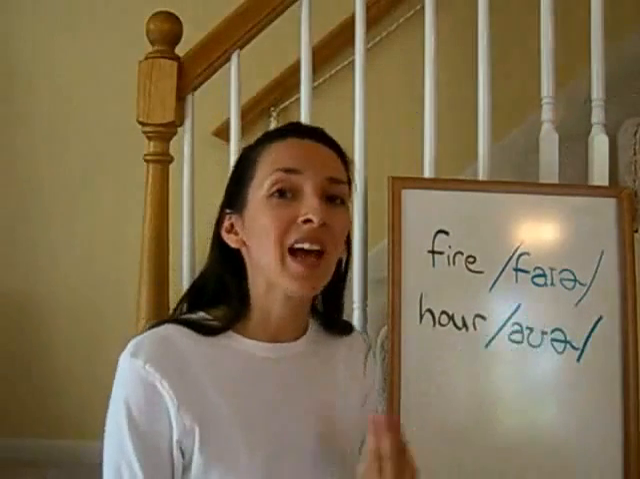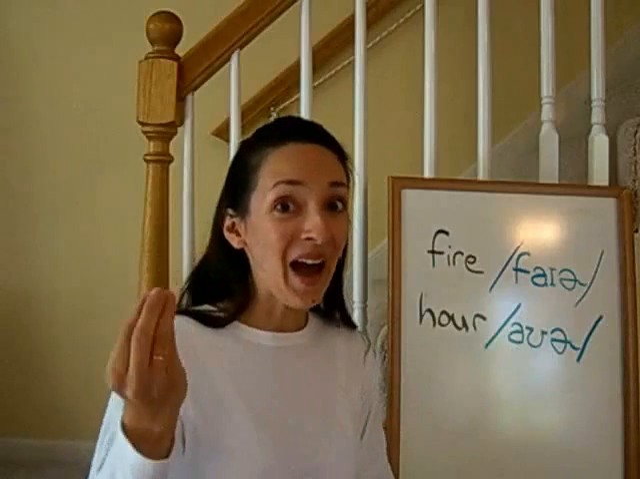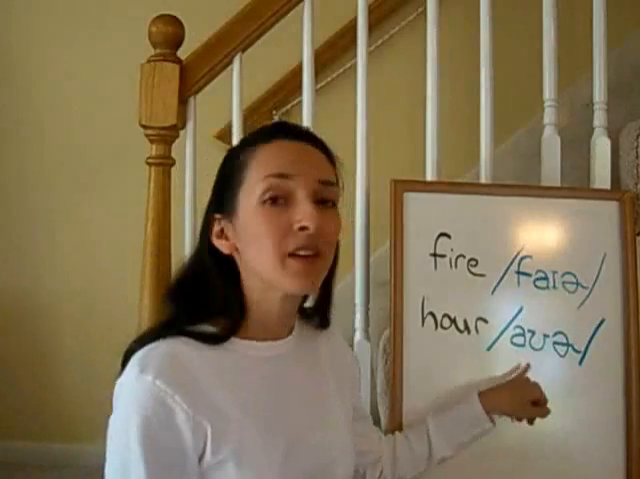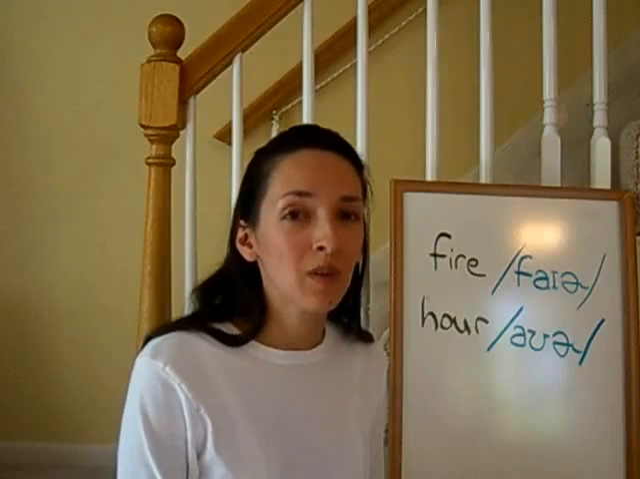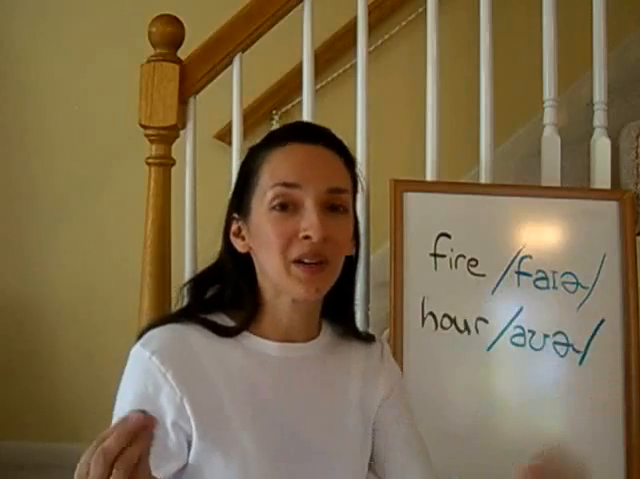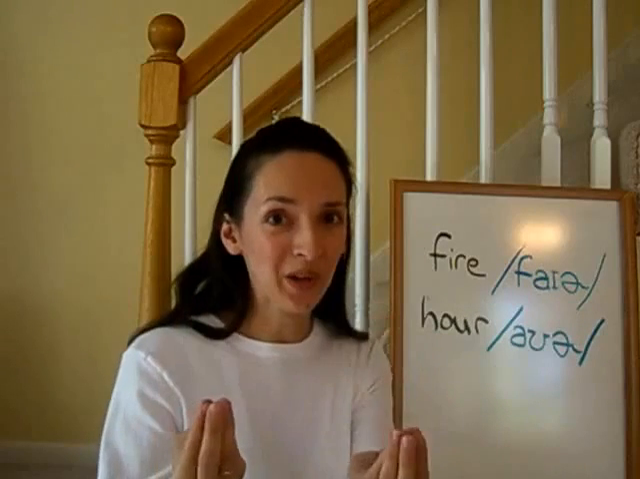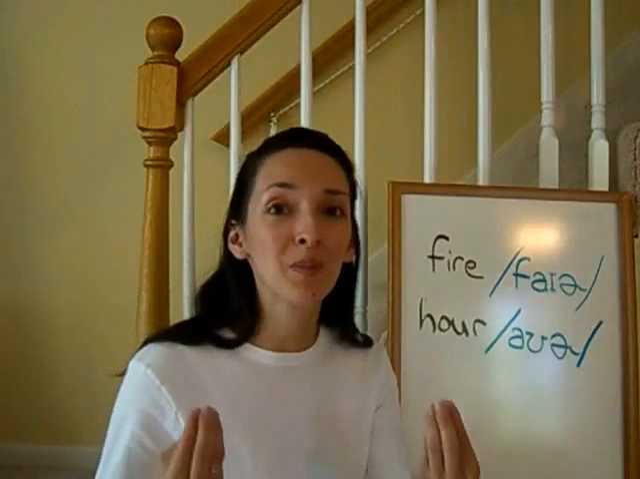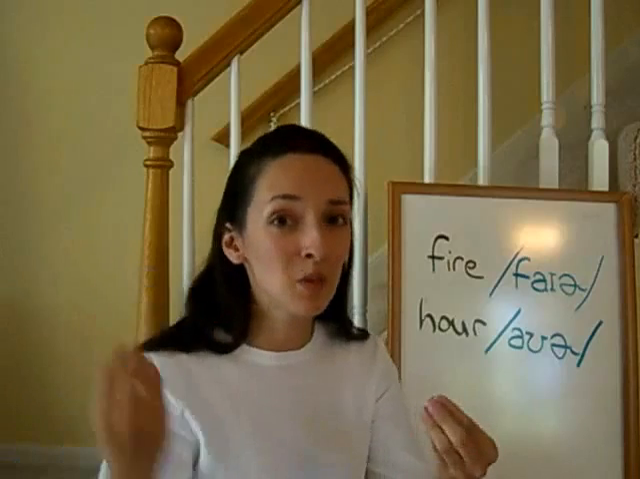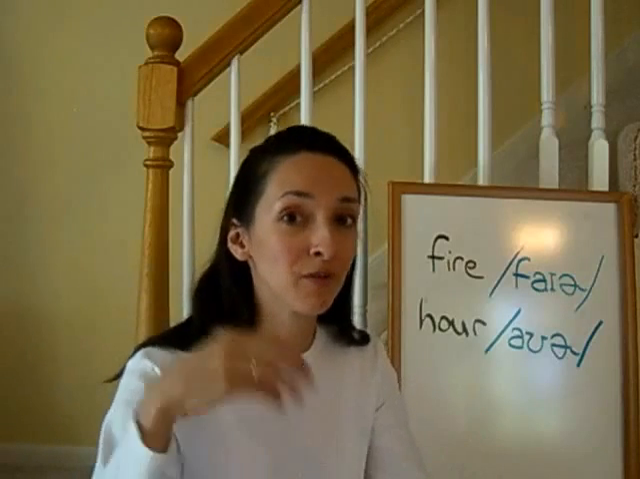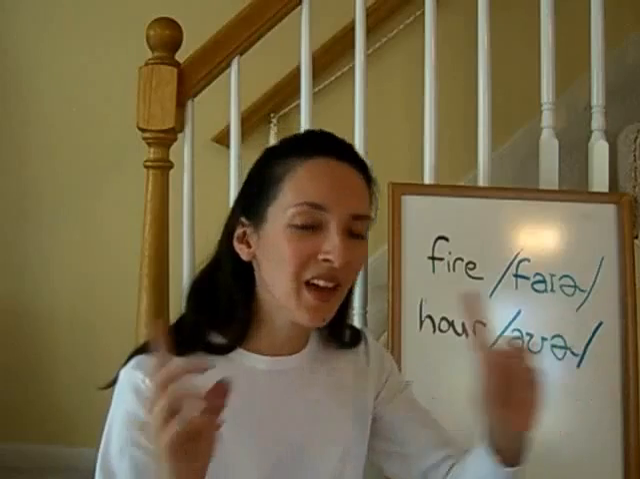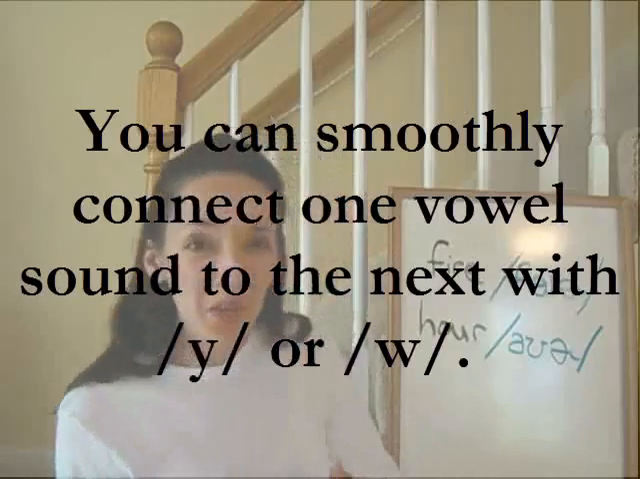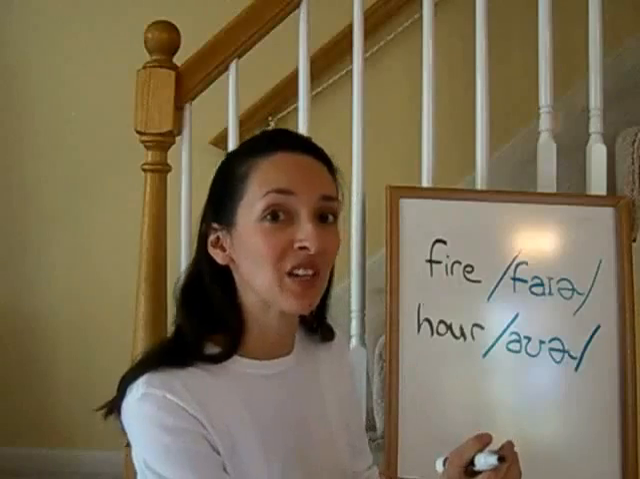Here, the first sound is I. I combines with R: ire. Here, the first vowel sound is ow. Ow combines with R: hour. Now, as I said, the vowel sounds remain separate, but we still need to have a smooth gliding, a smooth connection from the first vowel sound into the second. And I'll tell you a little trick. Either you're going to have a Y sound or a W sound to help get that smooth connection.